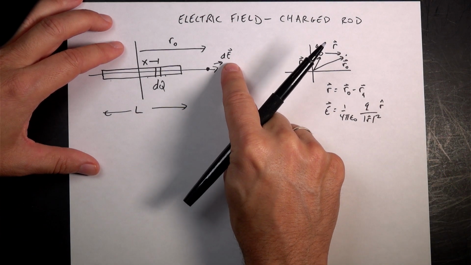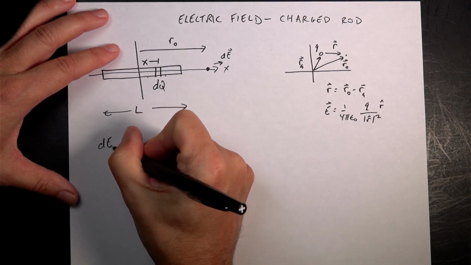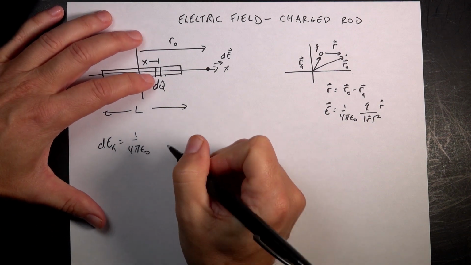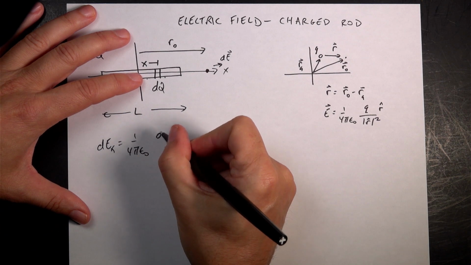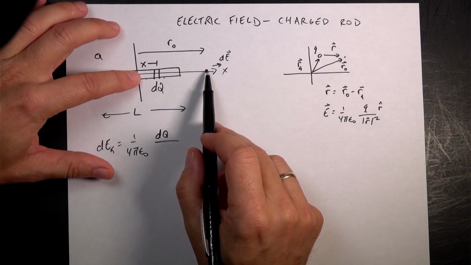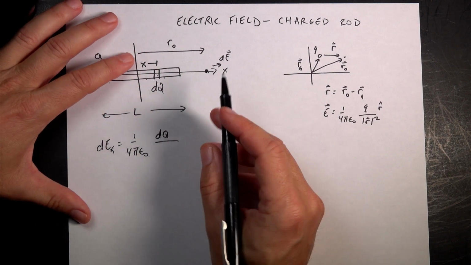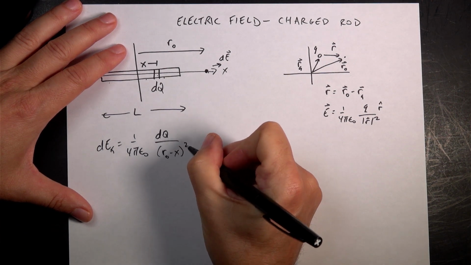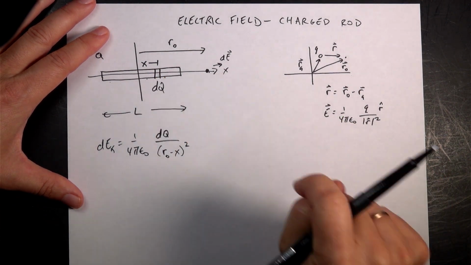So let's get an expression for dEx due to this charge right here. dEx is 1 over 4 pi epsilon naught. It's a point charge, okay? What's its charge? It's dq. What's the distance between here and there? Well, if this to here and there is RO, and this is x, this is the leftover distance. So this is going to be RO minus x quantity squared. That's the electric field due to that single piece right there.